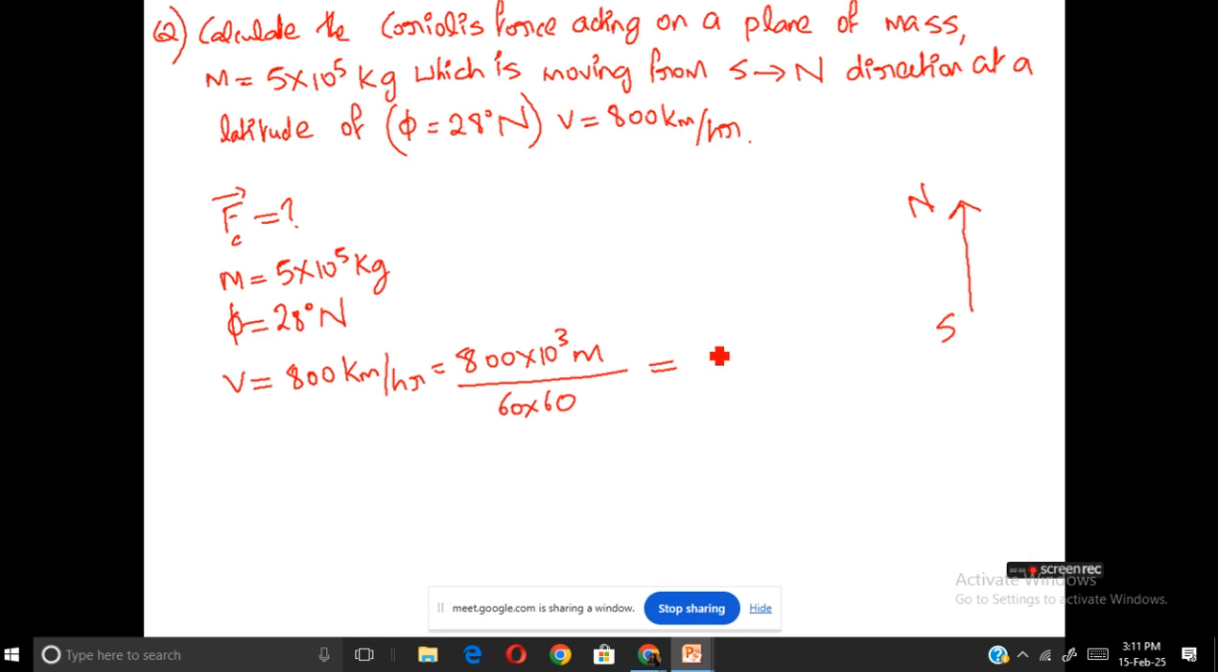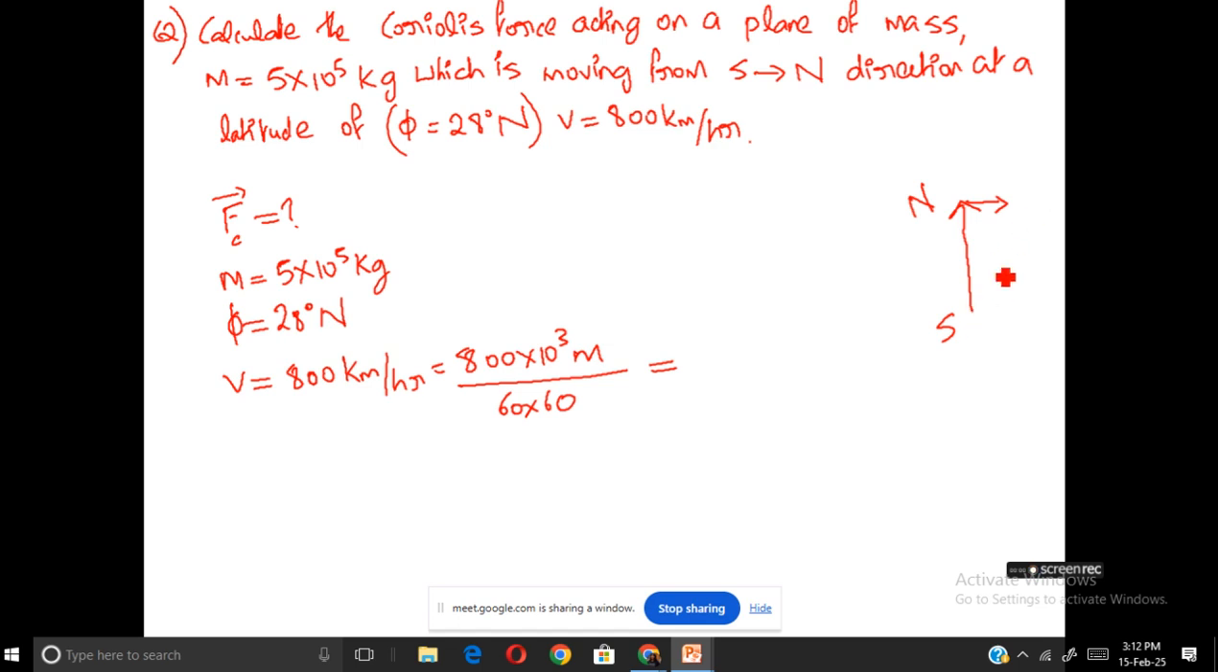Okay. So now we want to find the Coriolis force that is acting on a plane. So basically the plane is moving with a velocity v in the south-north direction. The Coriolis force always acts perpendicular to the direction of motion. Since here it is moving from south to north, the Coriolis force will be acting in this direction, to the right of the direction of motion, perpendicular to it.